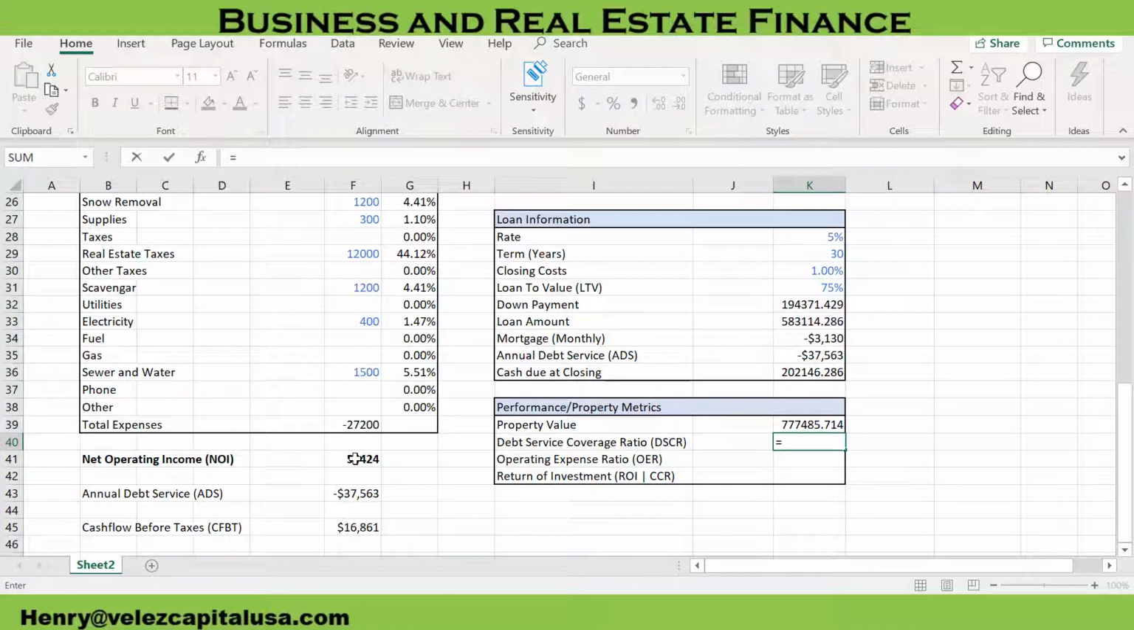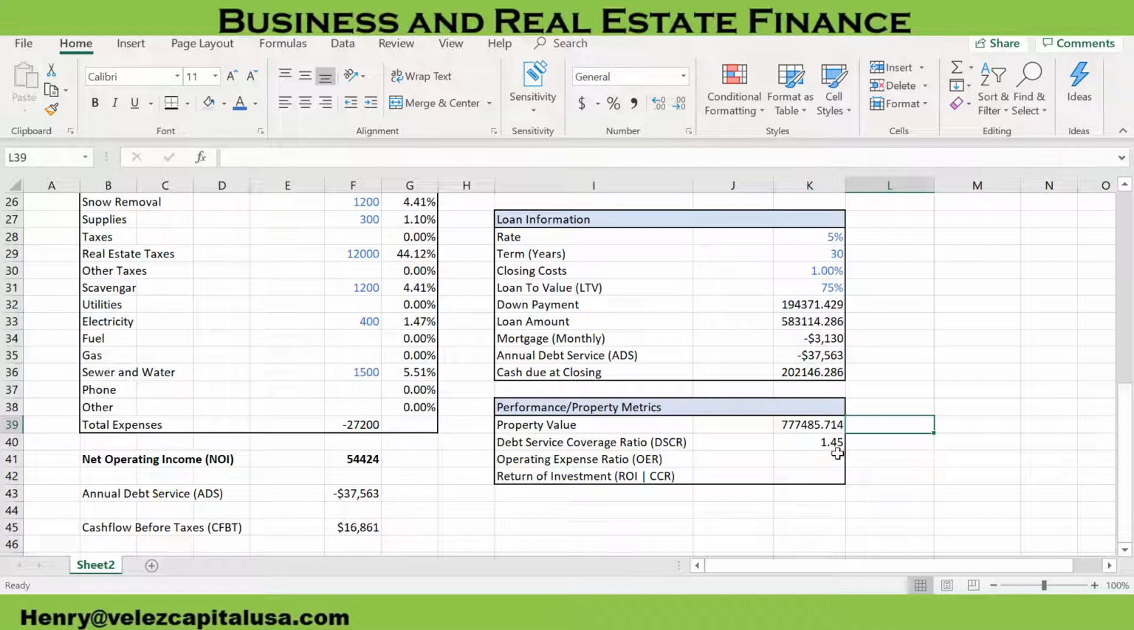Okay? The way you figure that out is you take the net operating income and divide it by the annual debt service. We're going to put a negative in there because we want to turn this back into a positive. So let's turn that into a regular number. That means you have a 45% cushion in the debt service coverage ratio. If the vacancies were to drop, for example, and the net operating income drops, you can still cover your annual debt service. You can still pay back the mortgage lender, and that's what they want. They want to get paid, okay?